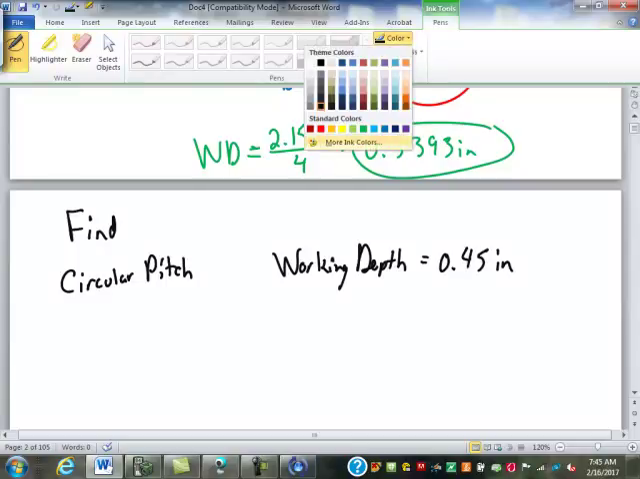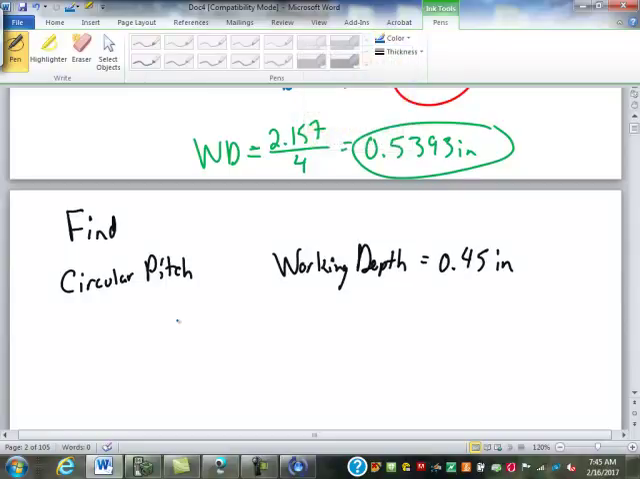But our formulas for circular pitch, PC, is either 3.1416, which is just pi, times the pitch diameter over the number of teeth. Don't have that information. Or the other one is the circular pitch is equal to 3.1416 over P, which is just the pitch.